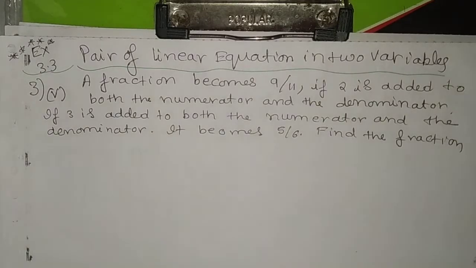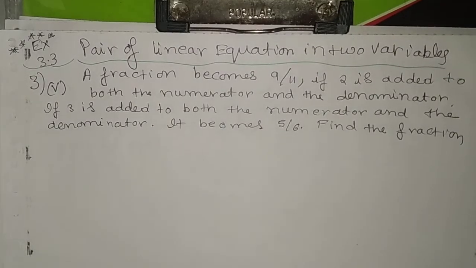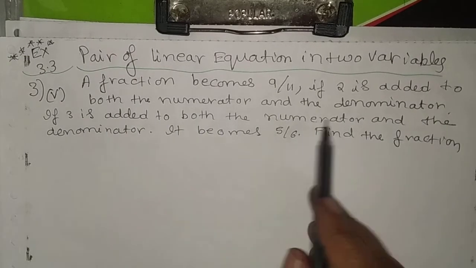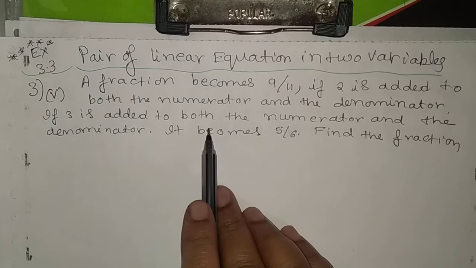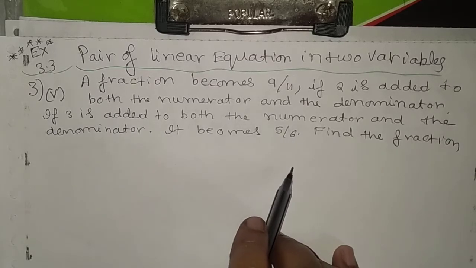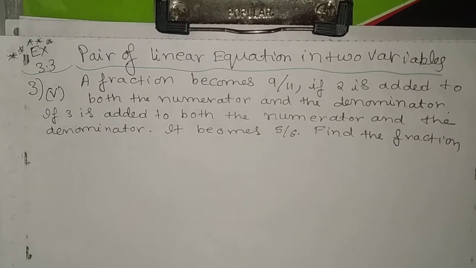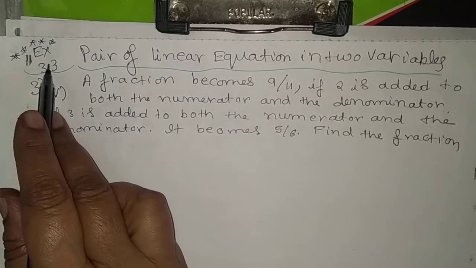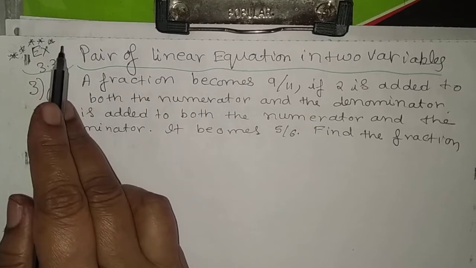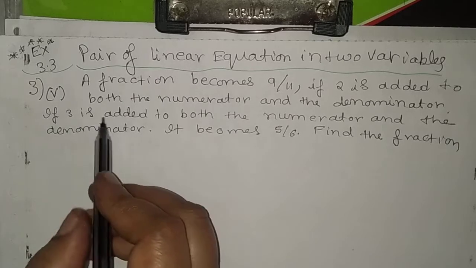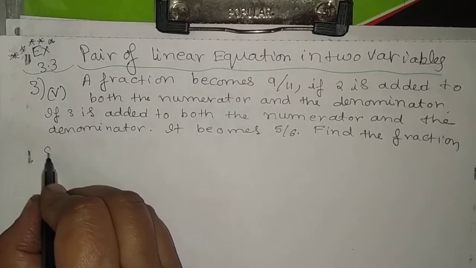So what is the fifth problem given? A fraction becomes 9 by 10 if 2 is added to both the numerator and the denominator. If 3 is added to both the numerator and the denominator, it becomes 5 by 6. Find the fraction. So we'll write down the solution. Both the problems are very important. I have marked the star here. These are exam-appearing problems. This was the previous one also, this one also. So we'll start the solution.